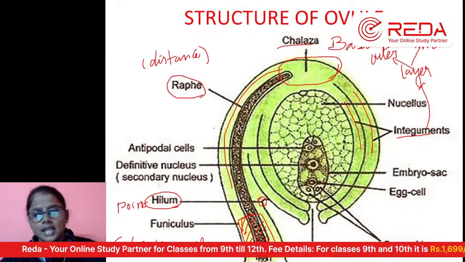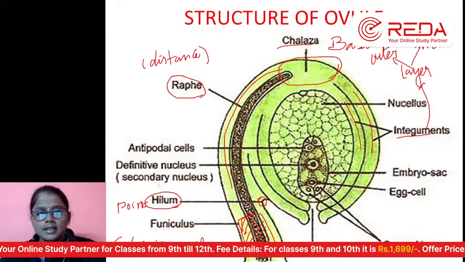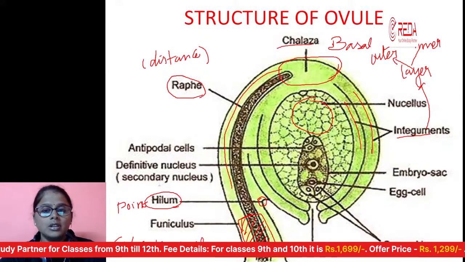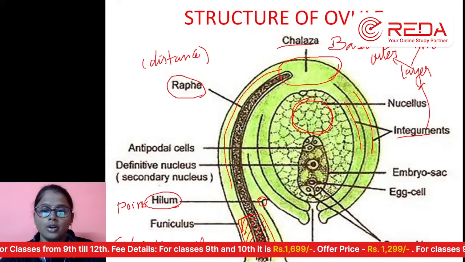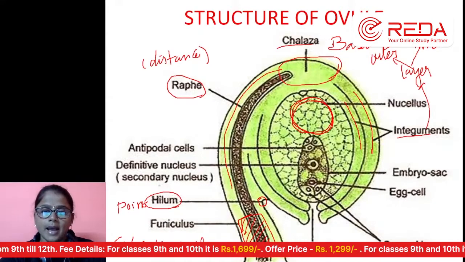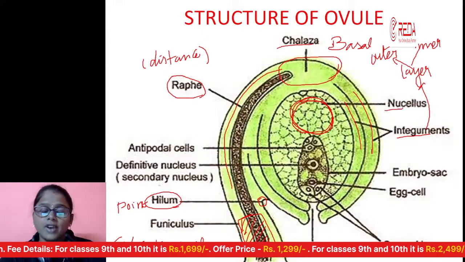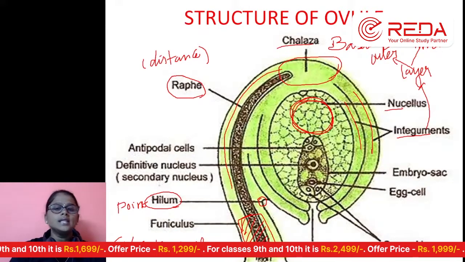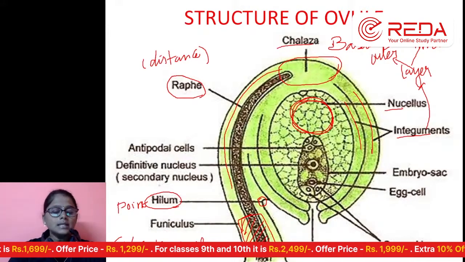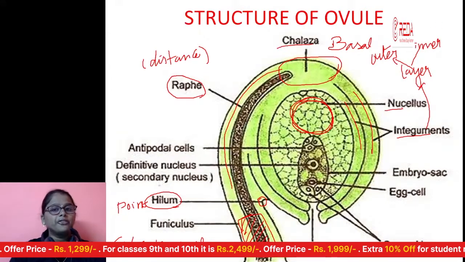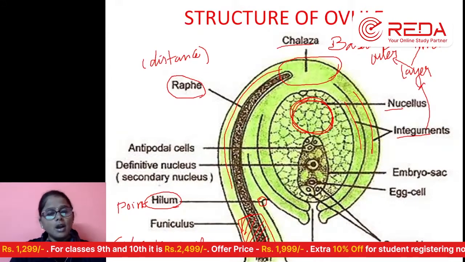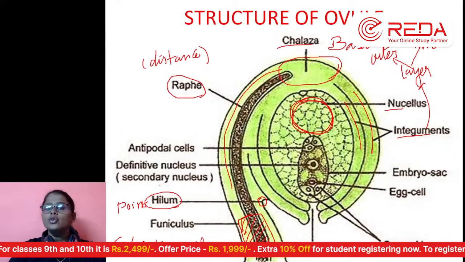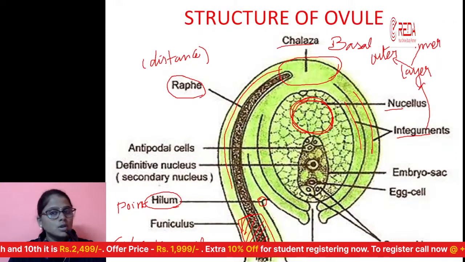So when you are seeing inside this integument, there is a mass of tissue or cells, which you are calling the nucellus. One of the very important structures of the ovule is the nucellus, because the nucellus is first formed inside the ovule when the ovule is in the immature state.